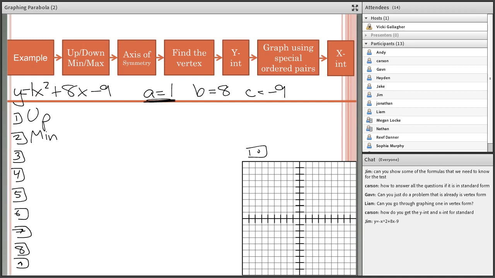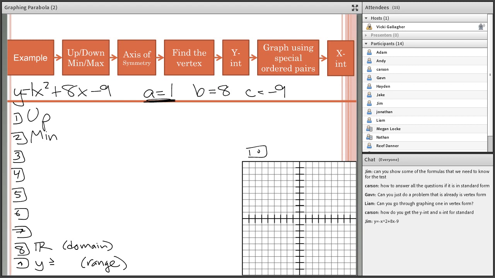Next, what I would fill out right now, honestly, I would fill out my domain. Your domain is all real numbers. Okay, the domain is always all real numbers, every single time. We can also start filling out the range. If it opens up, my range is going to be greater than or equal to something. I don't know what the something is yet, but I know it'll be greater than or equal to it.